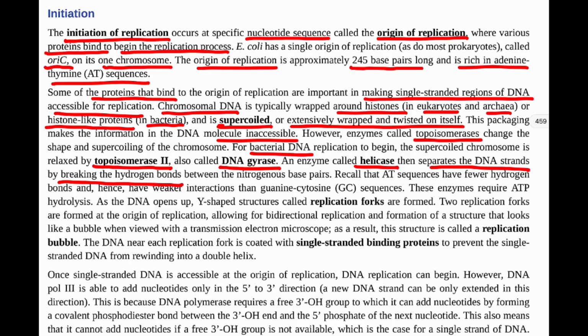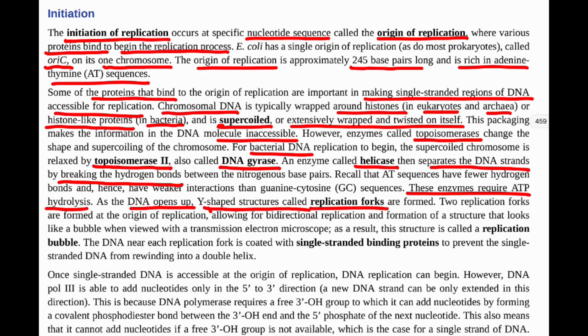And then helicase can come in and it'll kind of unzip it. So helicase comes in, it unzips these pieces, these hydrogen bonds, to pull it open so that we can access the different nucleotides. Then, these enzymes require ATP, so it takes energy, ATP hydrolysis. As the DNA opens up, then we have Y-shaped structures called replication forks.